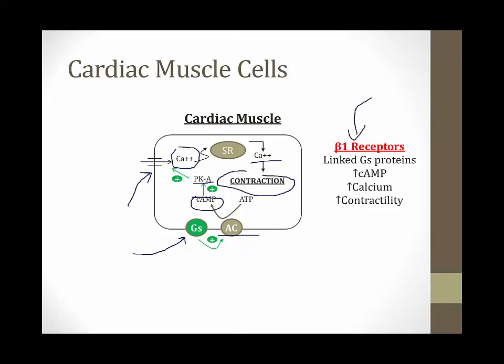You may know that stimulation of beta-1 receptors in the heart leads to increased contractility, and this is the way it happens. The beta-1 receptors are linked to GS proteins that raise cyclic AMP levels. That leads to more calcium and more contractility.